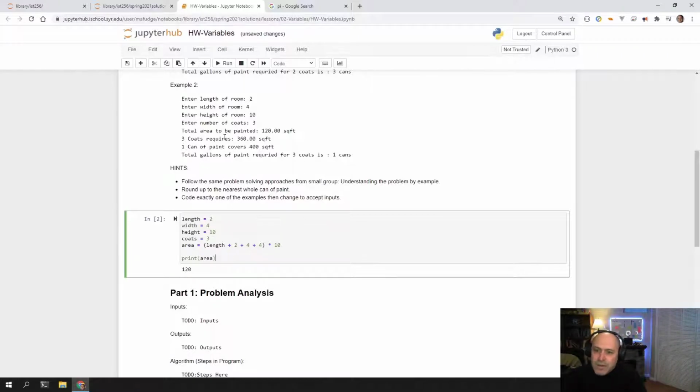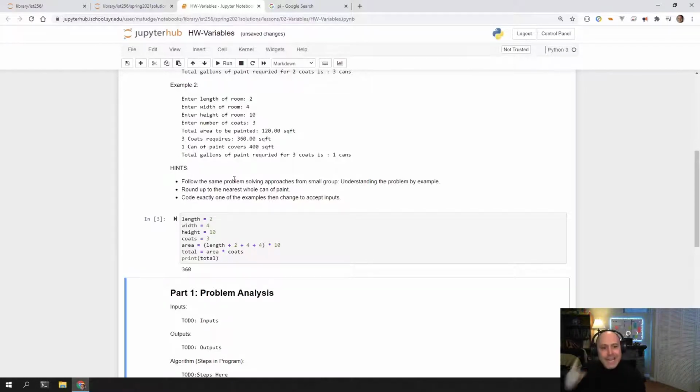Now, let's figure out how we get to 360 square feet. Well, if you know the area is 120 square feet, and you need 3 coats, you need to go over that area 3 times. You're going to need 3 times 120, which is 360, right? So total is going to be the area times 3, because there's 3 coats in this case. Now, I should probably use coats here. Let's print out the total. 360. Okay, so that's good. So now one can of paint covers 400 square feet.